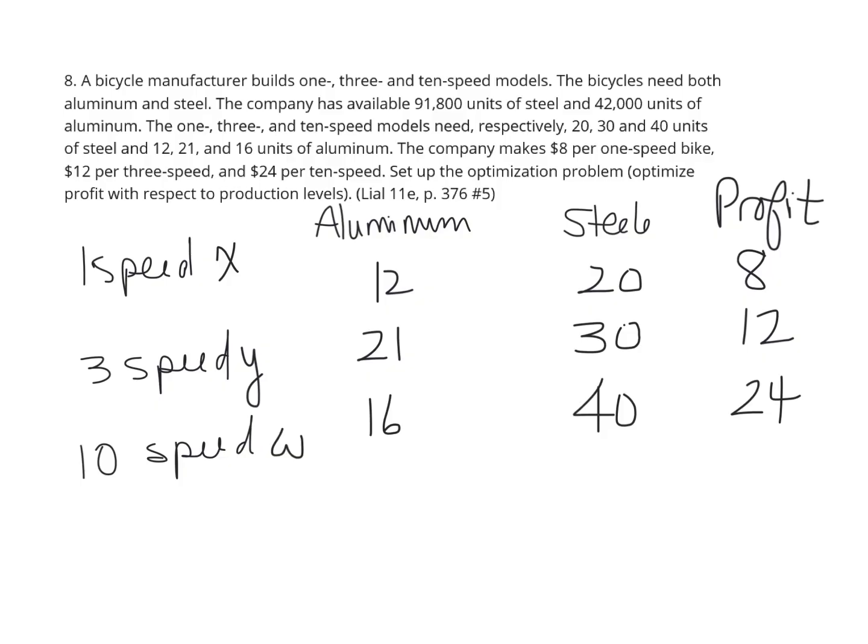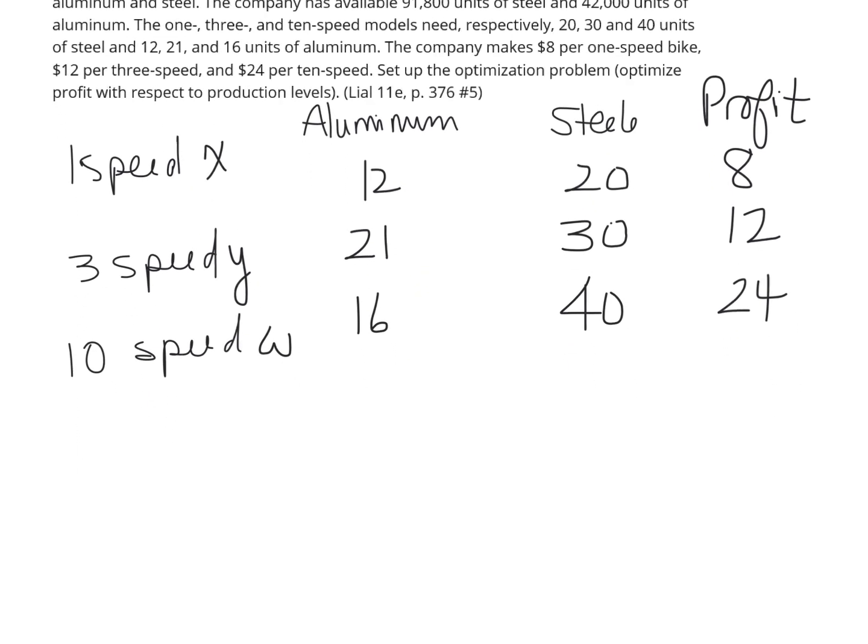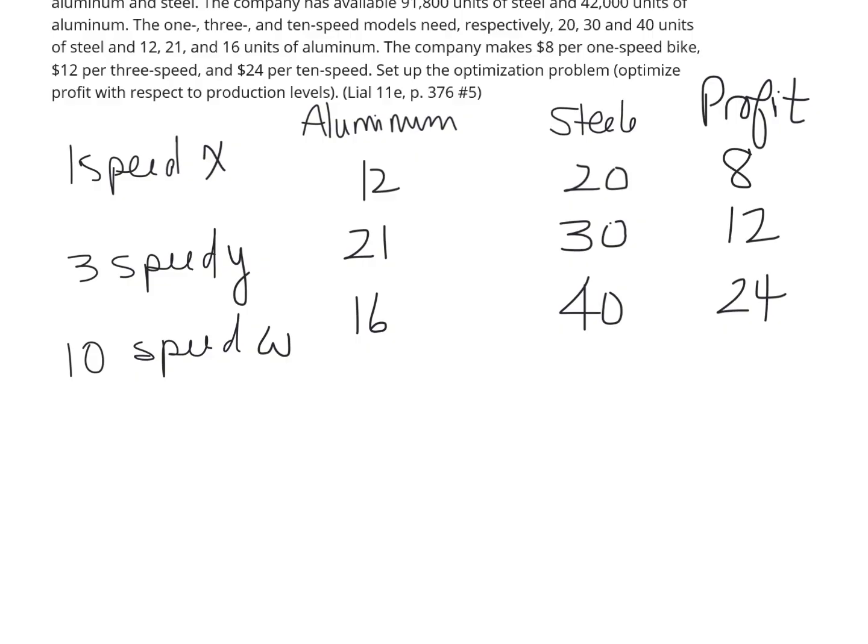We can't directly say, oh, this is the best option, we should produce this or that. But we would be able to do that if we're solving these equations to determine where we should invest our resources. But what we're asked to do here is set up the optimization problem. So in this case, we have 42,000 units of aluminum available. We have 91,800 units of steel, and we're trying to maximize or optimize the profit. So that will be our Z function.